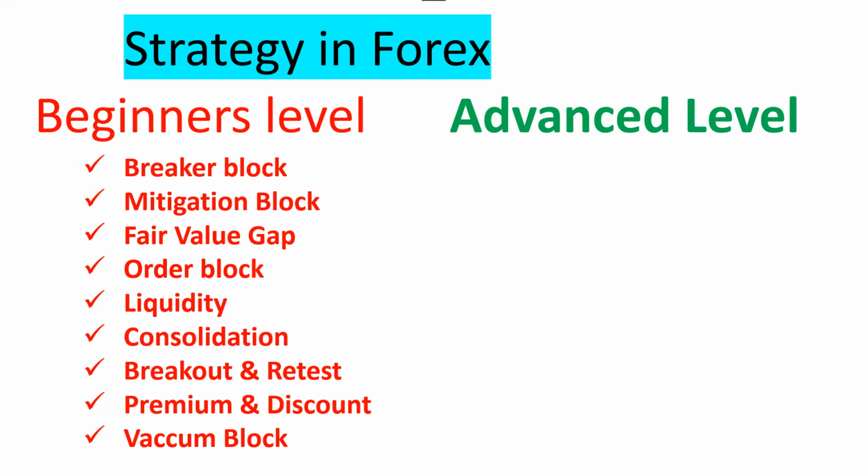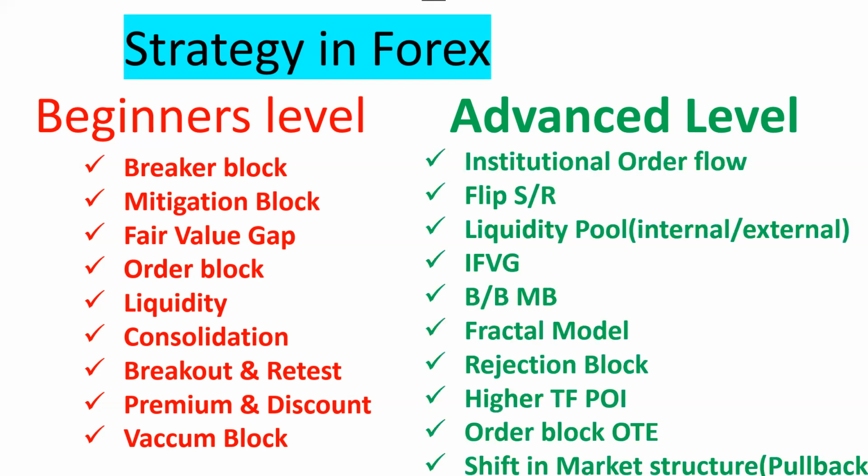And if you want to become advanced level, then you can go for these kinds of strategies. In this list of topics also, a few are confirmations and a few are strategies. So: institutional order flow, then flip support and resistance, then liquidity pool, which has two types, internal and external liquidity. Then imbalance, fair value gap. Internal fair value gap also has two: one is buy side imbalance and the other is sell side imbalance.